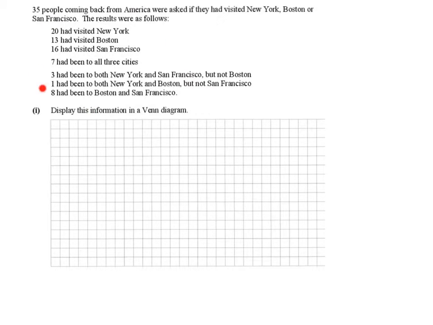We have a few numbers here, but what's very important is we know that 35 people are all together, okay? This is the keyword as well. And first of all, we need to display this information in a Venn diagram. As you can see, we have three places: New York, Boston and San Francisco. That means we need to draw three overlapping circles, okay? So let's start with the universe.